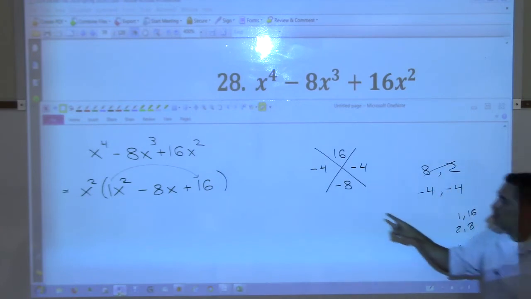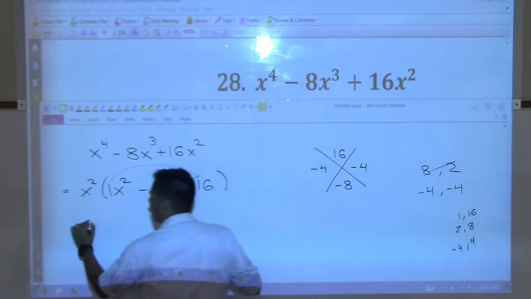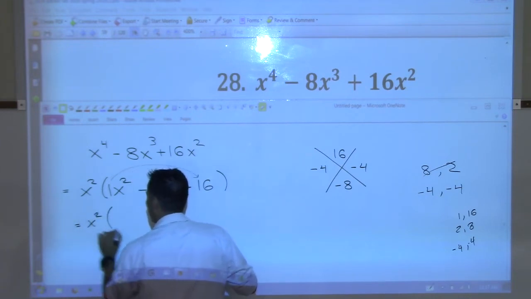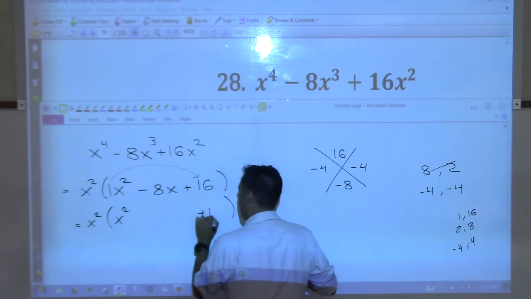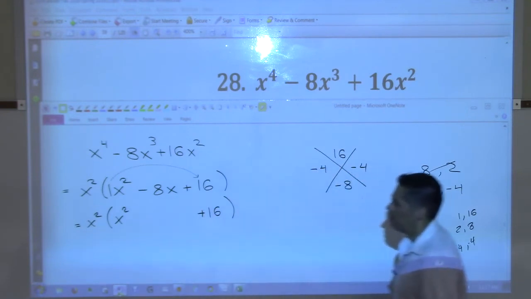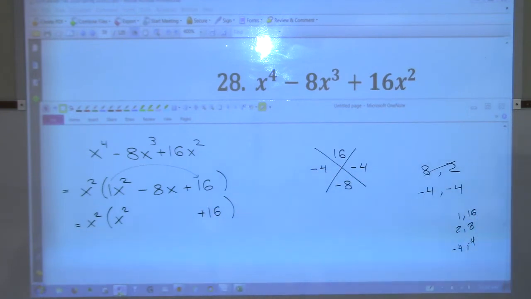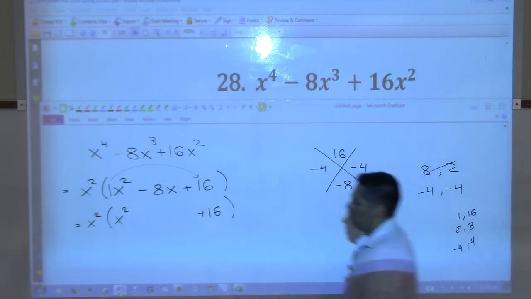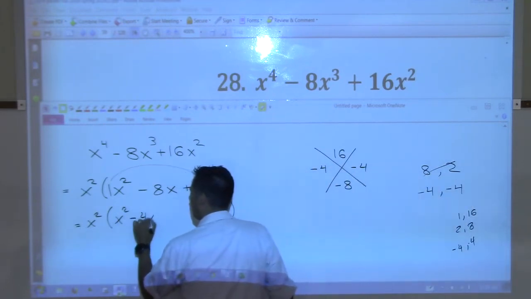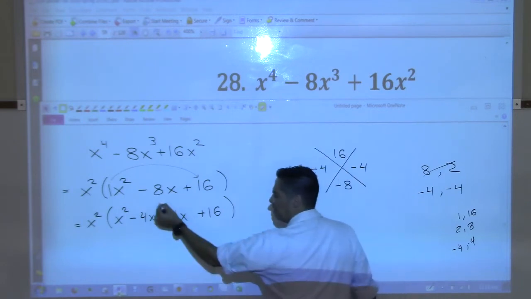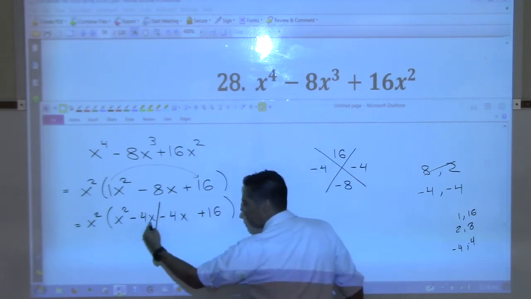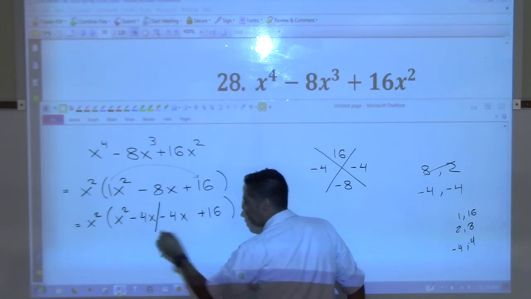Okay, so at this point, we're going to leave the x squared here, and then inside, we leave the 2 n's alone, right? And then in the middle, what are we putting? -4x. -4x. -4x again, right? Okay. And now we're going to split this one right there. Remember, right after this, before that sign, split it.